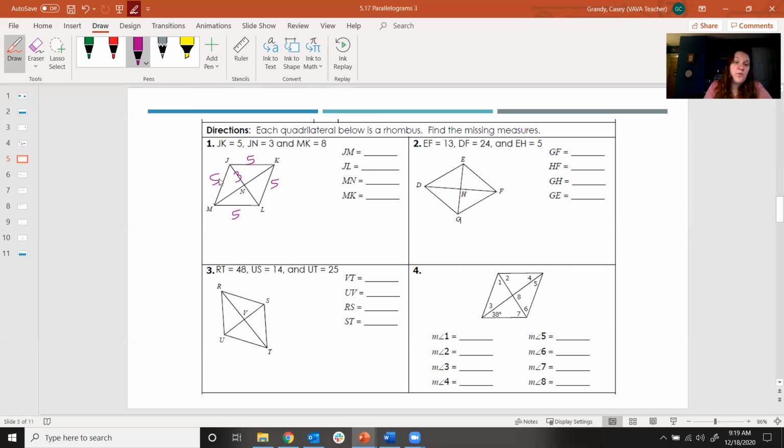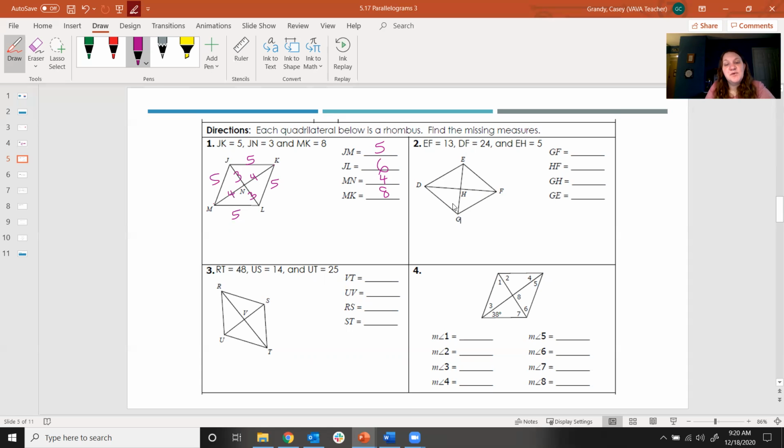We know that a rhombus is a parallelogram. Remember, in a parallelogram, diagonals bisect each other. So if this piece is 3, so is this one. And if MK is 8, that means that each of these pieces have to be the same size, making MN 4 and NK 4, making the whole thing 8. So now we can just fill in the numbers. JM is 5. JL, well, that's the whole thing, 3 plus 3. MN is 4. And MK is 8. And they told us that here too.